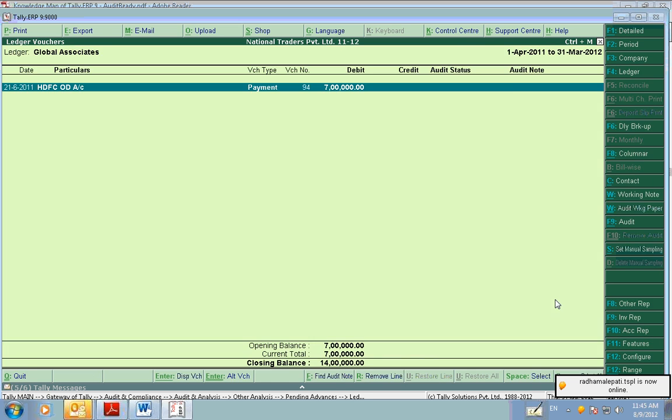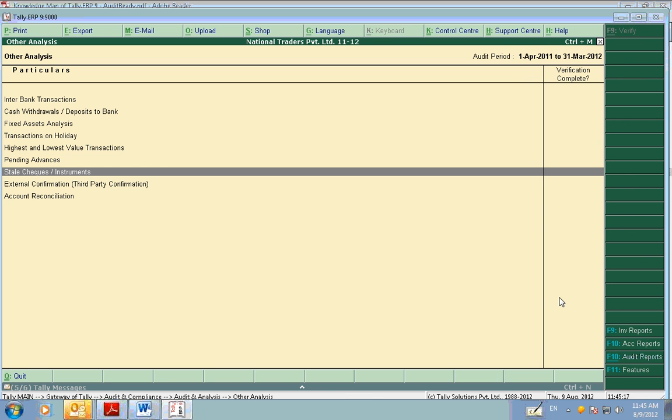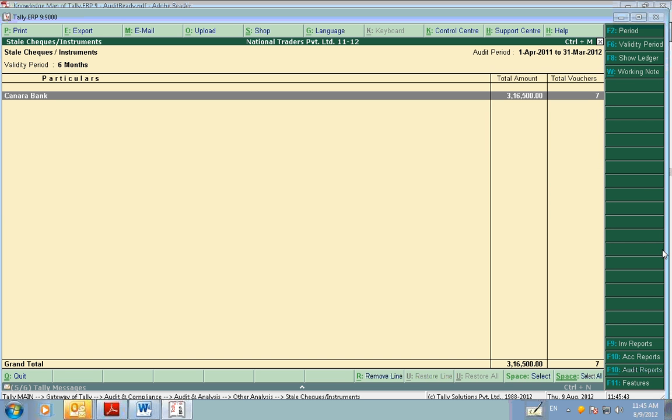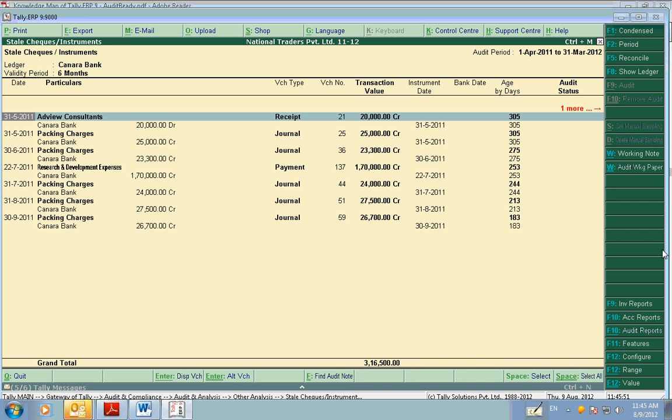Now, coming to sales cheque instruments, what is a stale cheque? A stale cheque is nothing but a cheque which has crossed the validity period. As a business owner, you can track the cheques, which are to be cleared within this period of validity and all that. You can just click on this sales cheque. It says we have a Canara Bank transaction total of 3,16,000, total vouchers remaining 7. So how old are these?